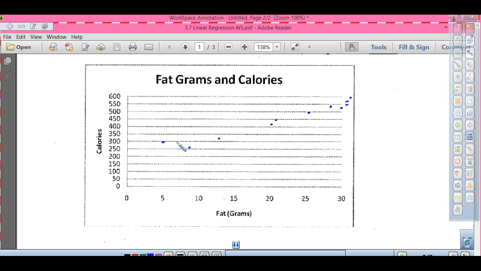Everyone have their dots plotted? We're getting close. All right, so looking at that, does it look like there's a correlation? Yep. What kind of a correlation? Positive correlation. So that's what you're writing in number 1. It says, based on the information contained above, is there a relationship? Yep, positive correlation.